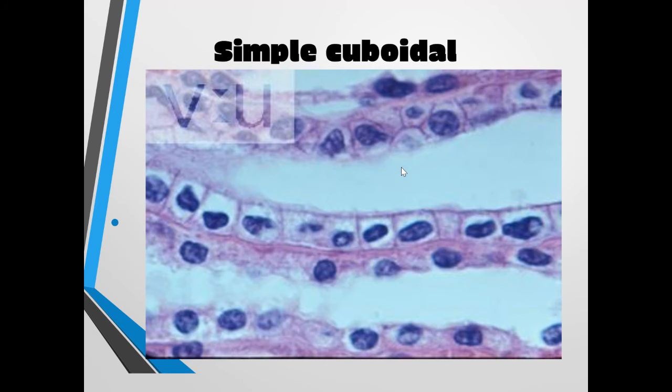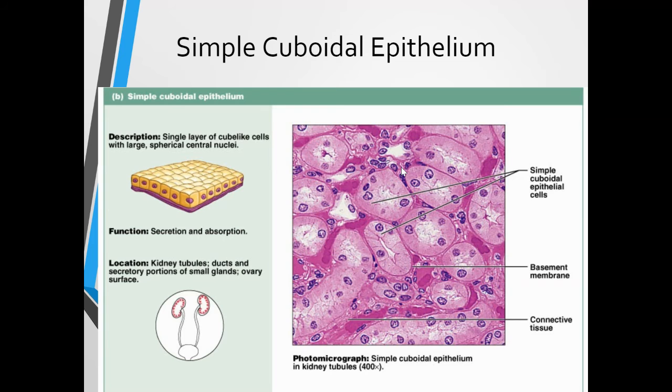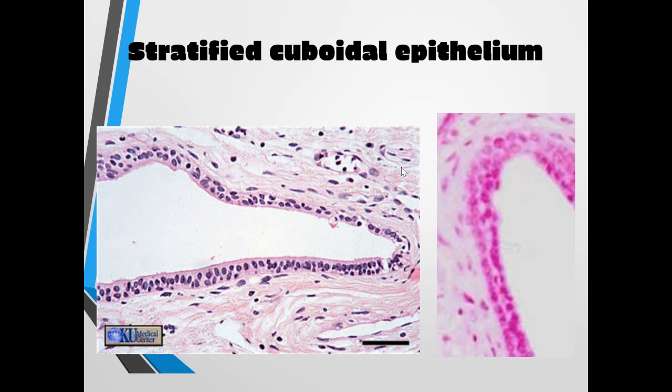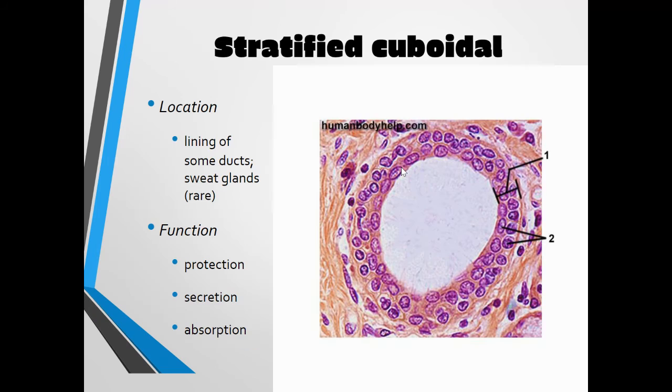One layer of square cells. Main function is going to be secretion and absorption. Okay, the next thing that we're going to have is going to be stratified cuboidal, multiple layers of rectangles. It's going to line ducts, sweat glands, and the function is protection, secretion, and absorption.